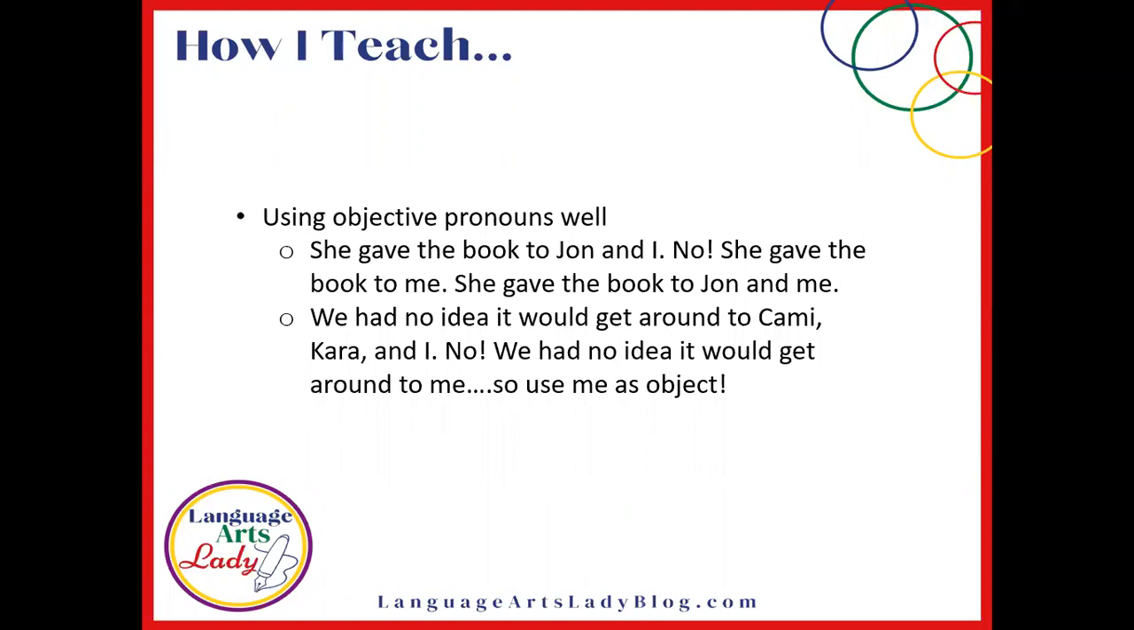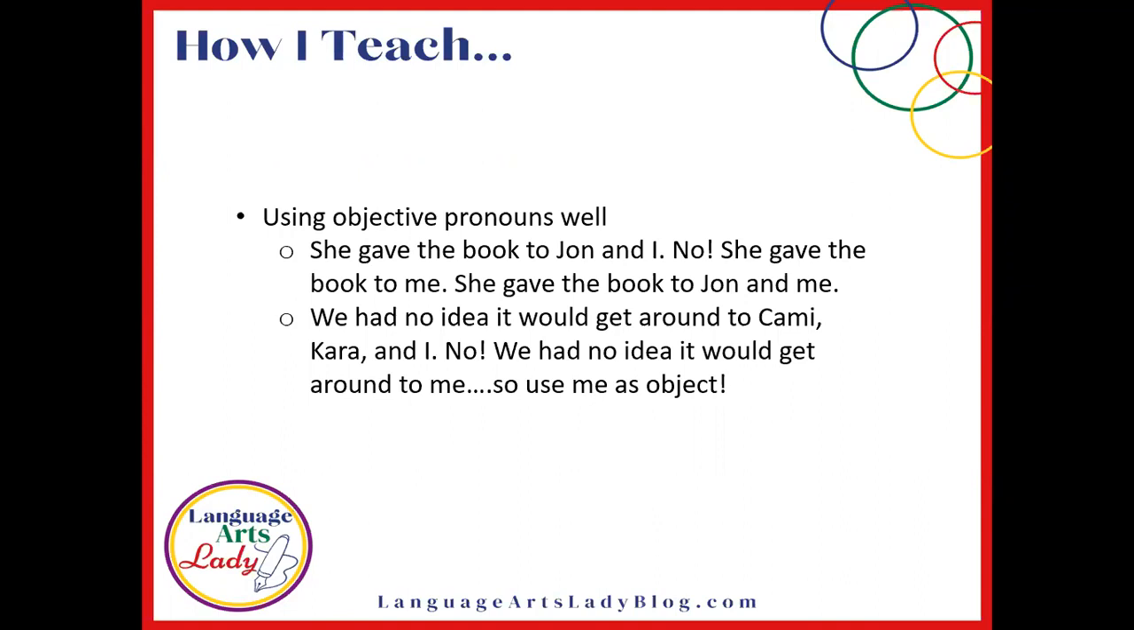So if you do not know how to recognize prepositions, you do not know how to recognize prepositional phrases, then you can end up with something like this. She gave the book to John and I. First of all, it doesn't even sound that bad.